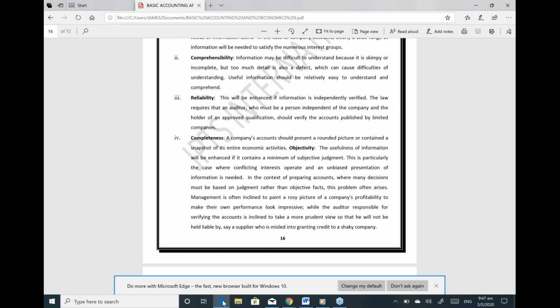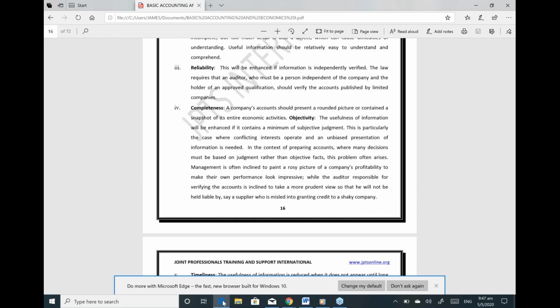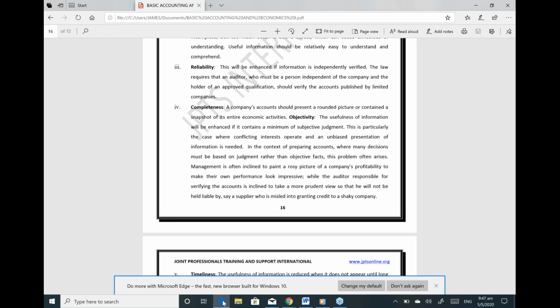Then we look at reliability. We must be able to rely on the accounts, that it is correct and is not biased, because we need to know that the law requires that the auditor, who must be independent of the company and a holder of approved qualification, has to verify it to make it reliable. Then we look at completeness. It must be complete. It must meet with the objectivity of the organization.